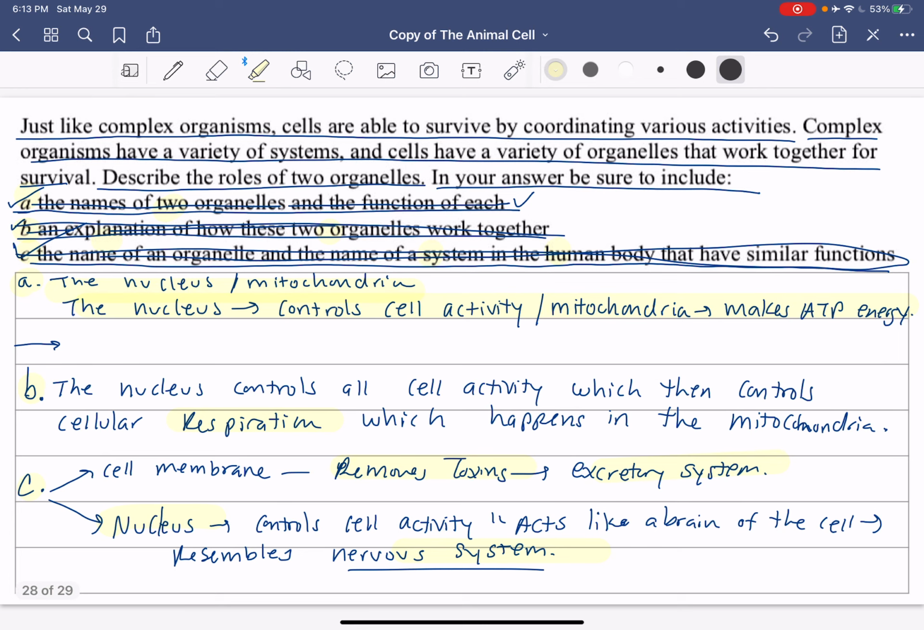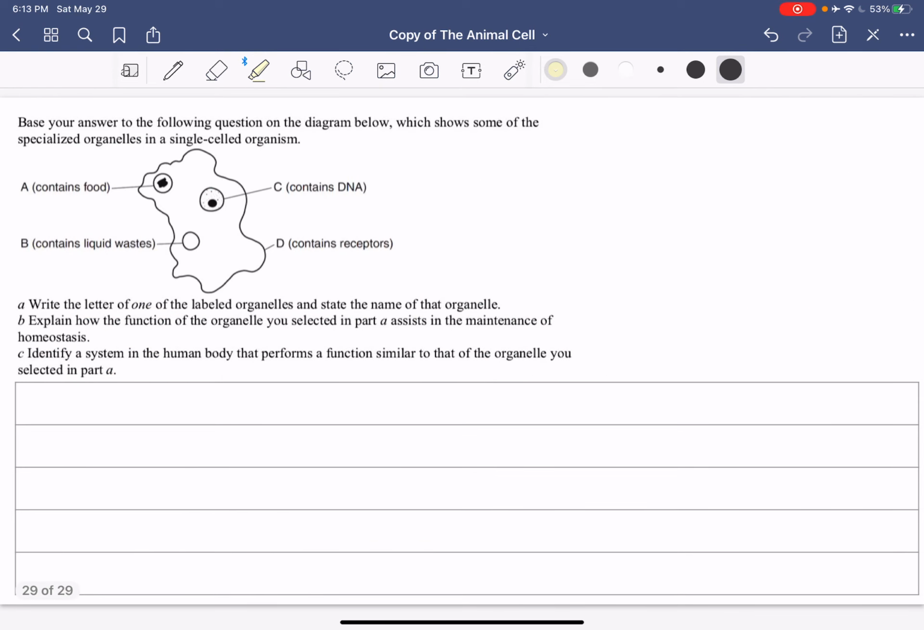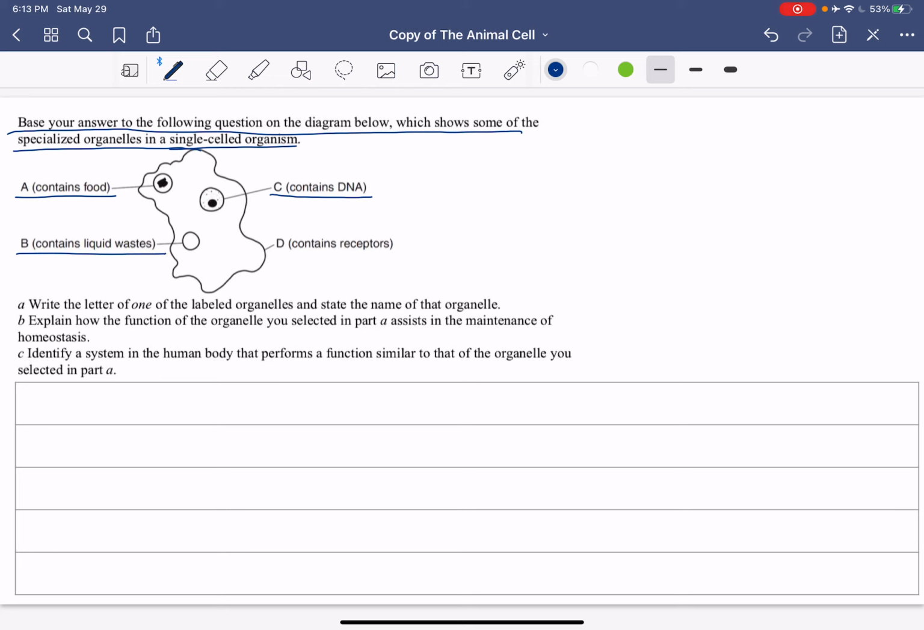This is where things get a little bit more complex, but you can do it because now you have the information. We are now at the end of this video, with our last short response question. Let's read it and break it down and see what they want. Base your answer to the following question on the diagram below, which shows some of the specialized organelles in a single-celled organism. A contains food. C contains DNA. B contains liquid waste.